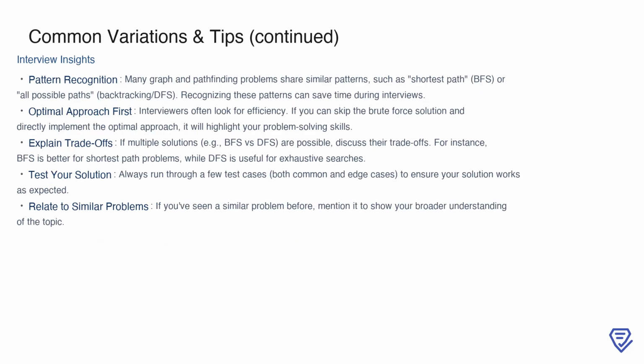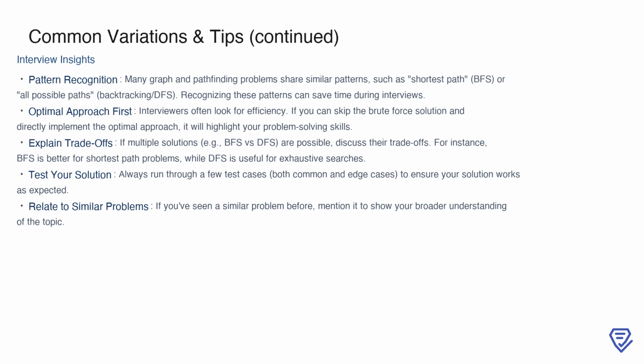In interviews, recognizing patterns is a key skill. Many graph and pathfinding problems follow common patterns, such as using BFS for shortest paths or DFS for exploring all possible paths. Spotting these patterns can significantly reduce the time it takes to devise a solution. It's also important to aim for the optimal approach right away, as interviewers often prioritize efficiency over brute force methods. If you have multiple potential solutions, discussing their trade-offs can demonstrate your understanding. For instance, BFS is usually better for shortest path problems, while DFS is more suited for exhaustive searches.